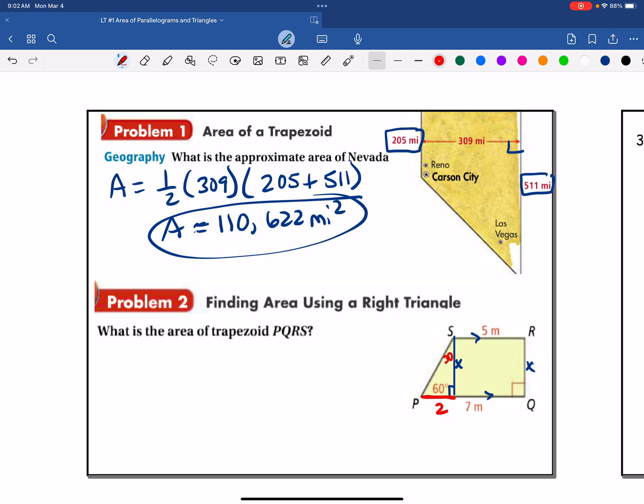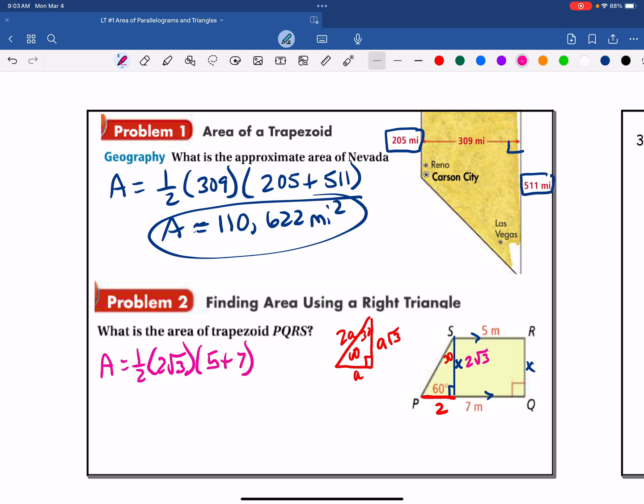Well, what I know is the pattern for a 30, 60, 90 is A is across from the 30, A root 3 is across from the 60, and 2A is across from the 90. So for X, we're going to end up with 2 root 3. That's my height. So the area is 1/2 height times the two bases added together.